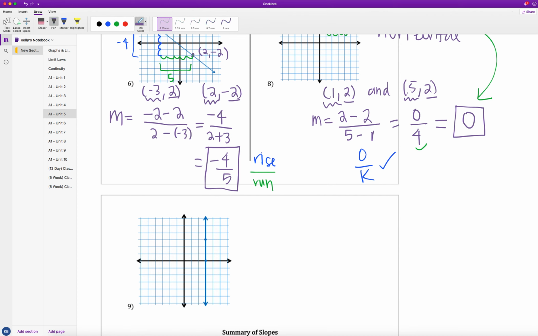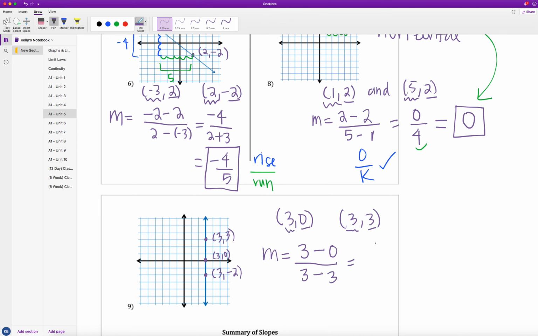Okay, so example 9 gives us another graph. I need 2 points to find the slope, so I have 3, 0 there. They also gave me 3, 3. I could pick a lot of points on this. This would be 3, -2, but all I need are 2 points, so I'll use 3, 0 and 3, 3 to find my slope. Remember, it's y2 minus y1 over x2 minus x1.